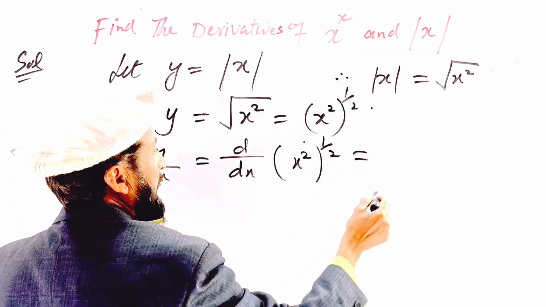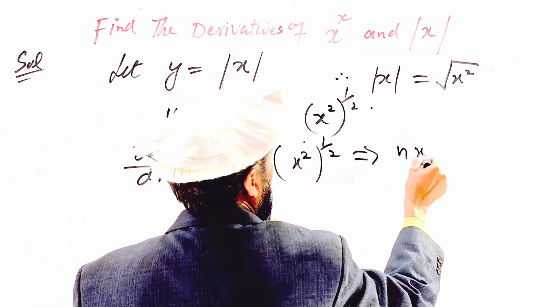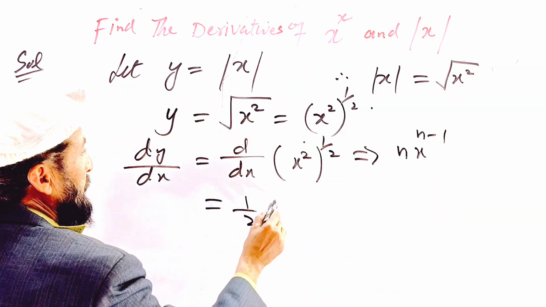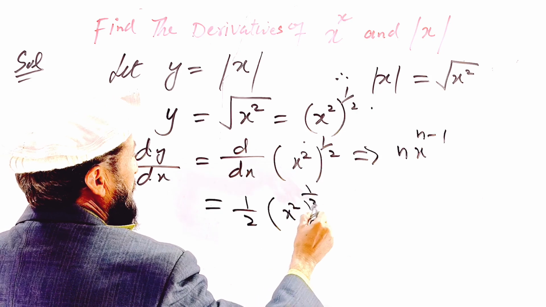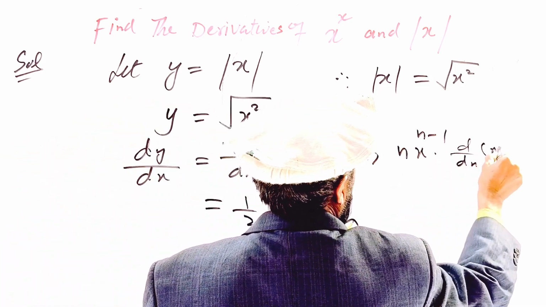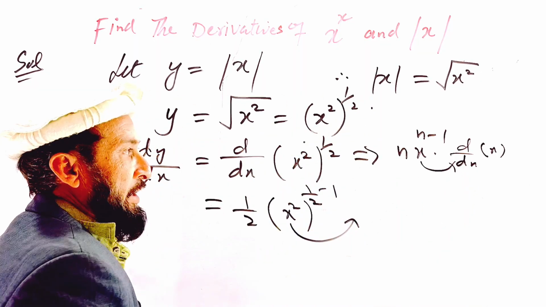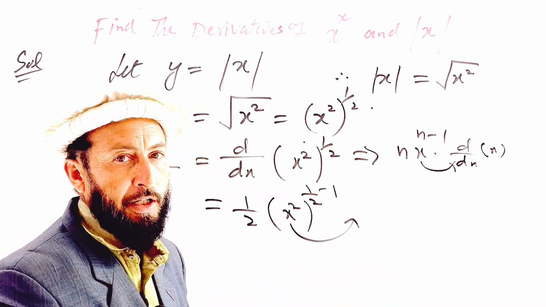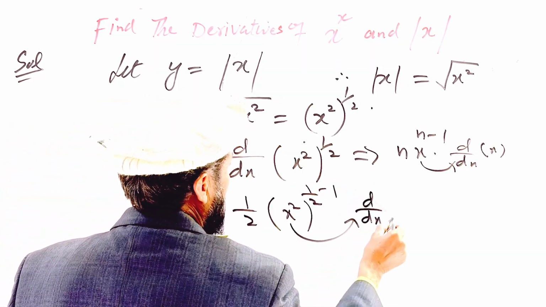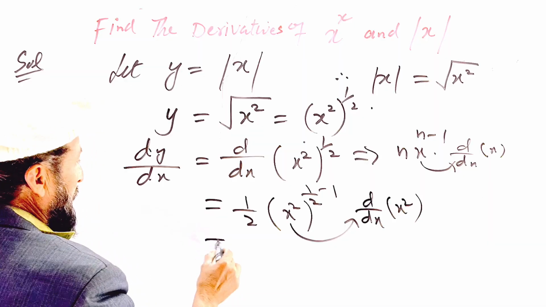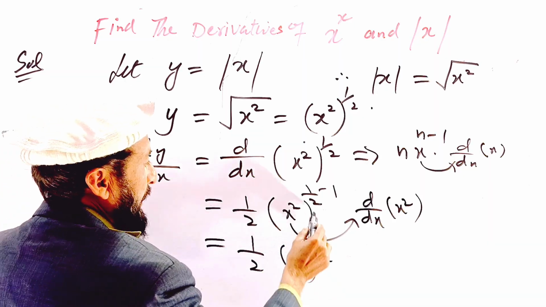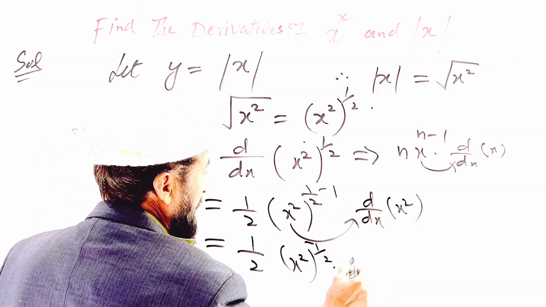So dy by dx of x square to the power 1 by 2. According to the power rule, the derivative of x to the n is n x to the n minus 1. Applying this here with 1 by 2 and x square to the power 1 by 2 minus 1, and then taking the further derivative of x square, which is 2x. So 1 over 2, x square to the power minus 1 by 2, times 2x.